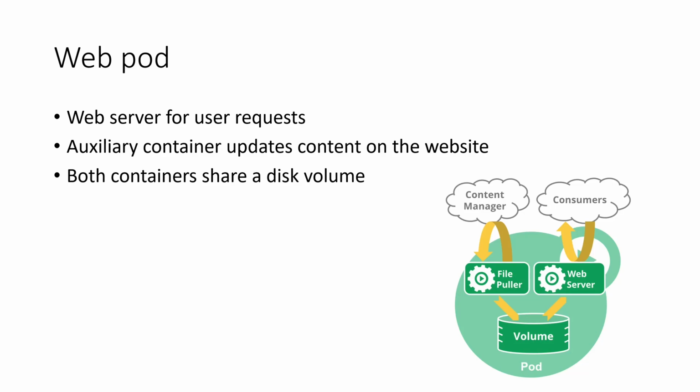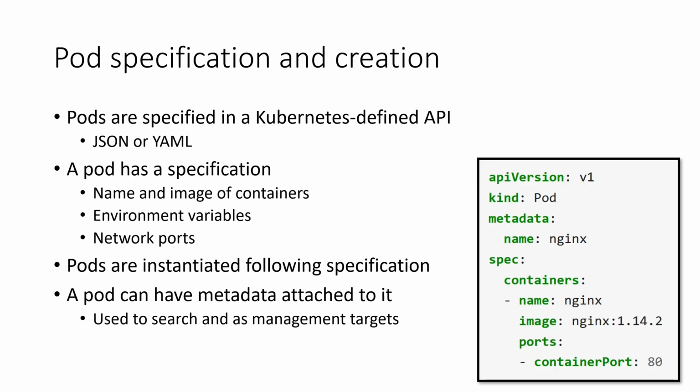Now, when we go deploy this application, we need to deploy both containers at the same time. So the construct of a pod allows the developer to specify that we need these two containers and a shared volume for the application to work. An application developer has to specify what goes in the pod. So we do this using a Kubernetes defined API.